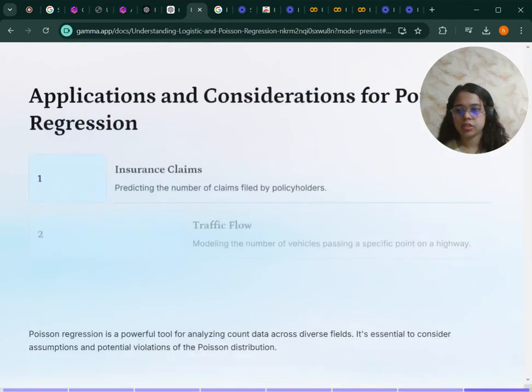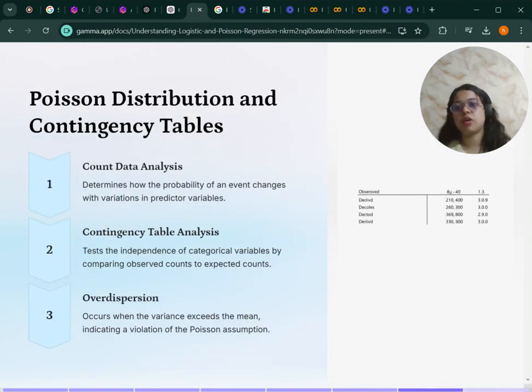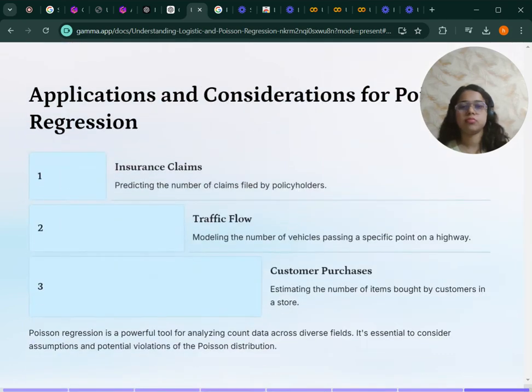Okay, so this is about the Poisson distribution and contingency variables, that is count data analysis, contingency table analysis, and overdispersion. Count data analysis determines how the probability of an event changes with variations in predictor variables. Next, contingency table analysis tests the data of categorical variables, comparing the observed counts and expected counts. And then overdispersion occurs when the variance exceeds the mean. And lastly, applications and interpretations of Poisson regression.